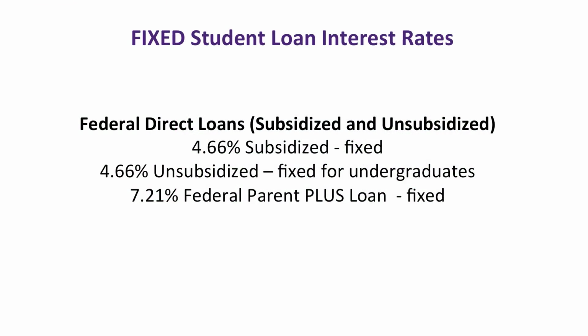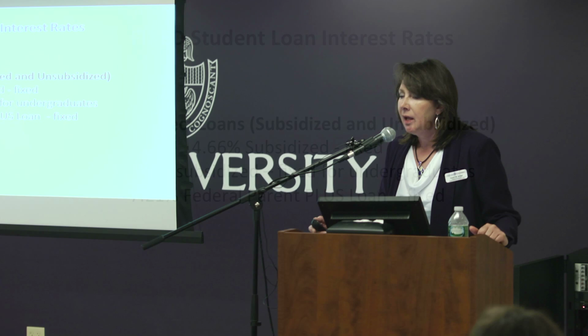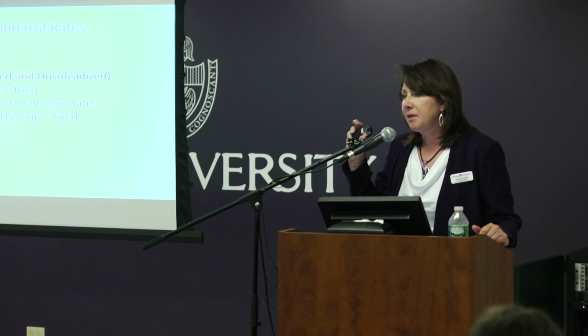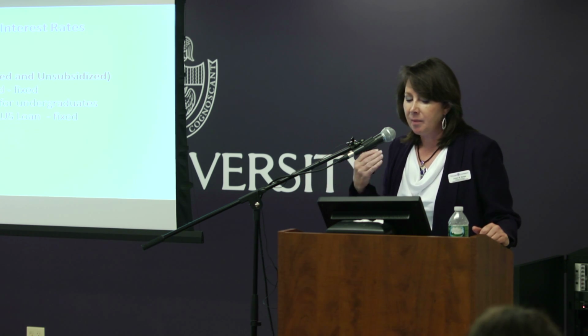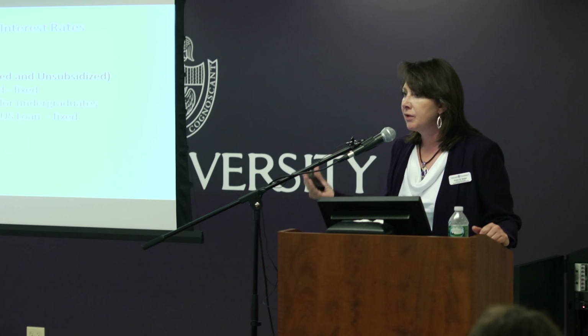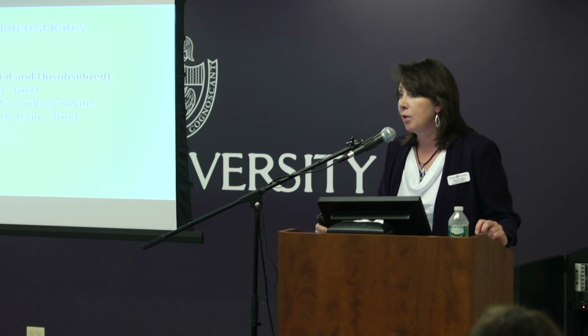Now, the interest rates are currently fixed for the subsidized and unsubsidized loans at 4.66%, and the Parent Plus loan is fixed at 7.21%. And again, that is fixed as well. Now, just to recap, there's the federal loans for the student, which is the result of the FAFSA. There's the private loan that we talked about under the student's name with a cosigner, and then there's the Parent Plus loan, which is also a federal loan in the parent's name for the student.